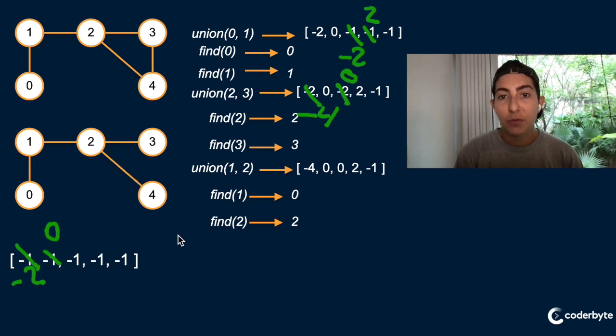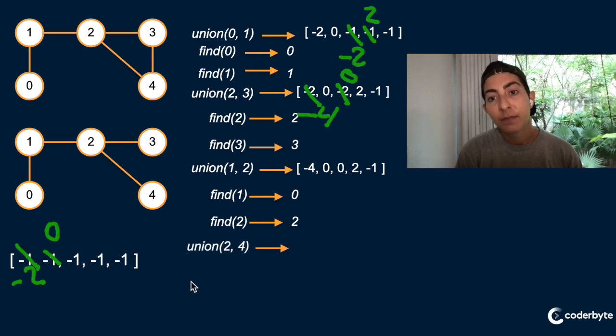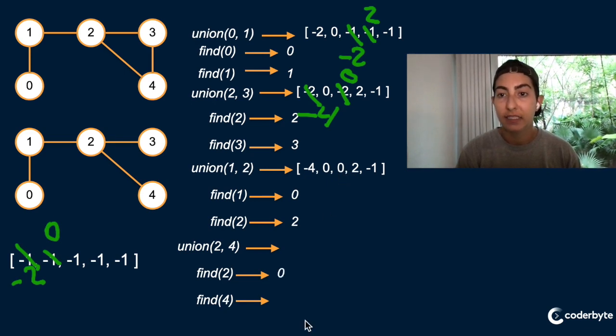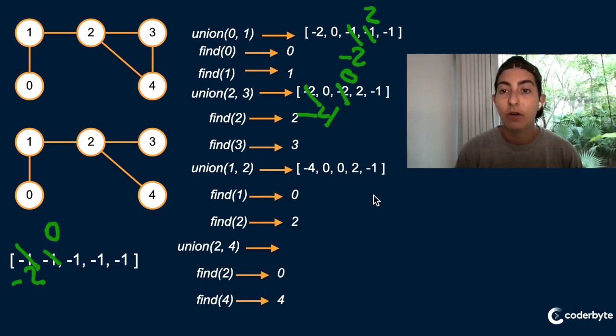So the next edge we're going to add is going to be between 2 and 4. All right, so union 2 and 4. We're going to call find on 2 and find on 4, right? So let's go to our array here. Let's see, 0, 1, 2. 2 has a parent of 0. Excellent. Okay, 4. 0, 1, 2, 3, 4. 4 is its own parent, right?